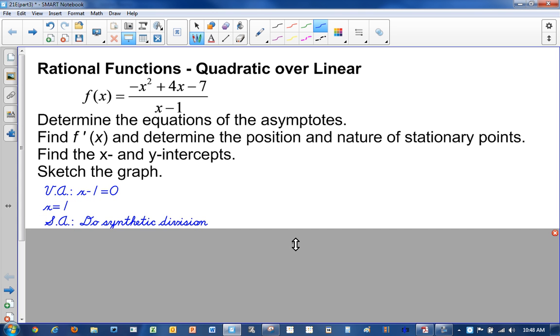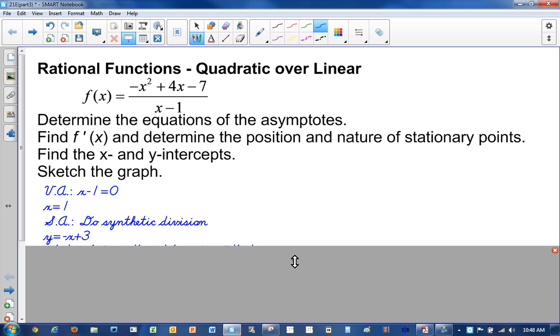And if I want to find the slant asymptote, remember I have to do synthetic division. So I'm not going to go through the whole process of synthetic division, but you'd have to put 1 on the outside, and then on the inside you would have -1, 4, and -7. And you would do your synthetic division, and for your answer just look at everything except the last number, because that last number is the remainder. If you do it properly, you should get a slant asymptote of y equals -x plus 3.